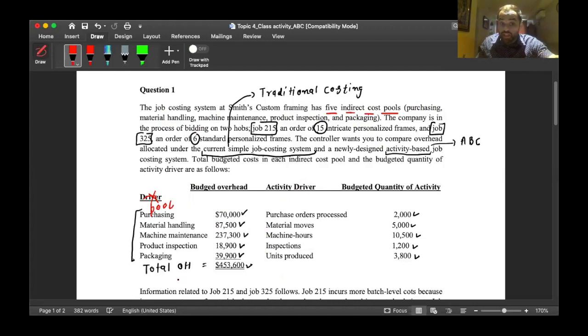So the combination of the pools is the total overheads. That's your step 1, and the driver is your step 2, right? You have step 3, which is the rate. So you have 5 rates: rate per order, per move, per machine hour, per inspection, and per unit produced, all right? So you have 5 rates.